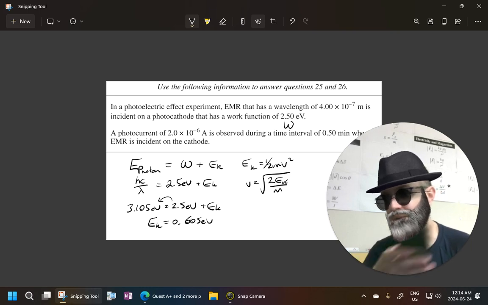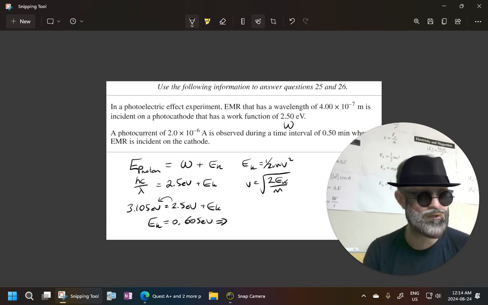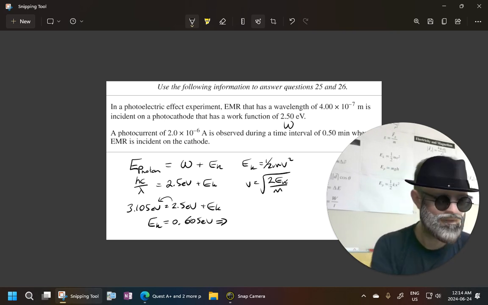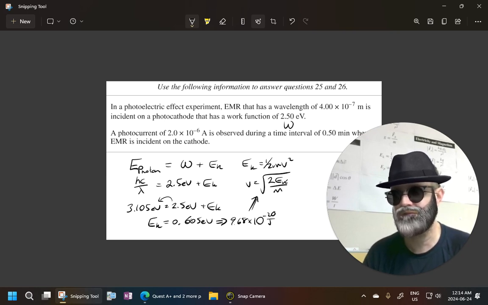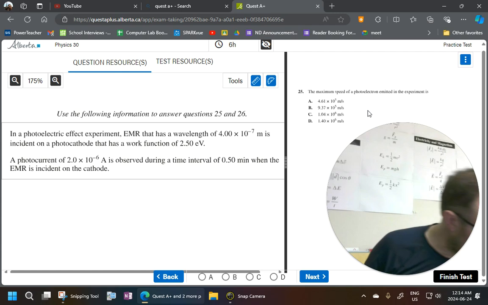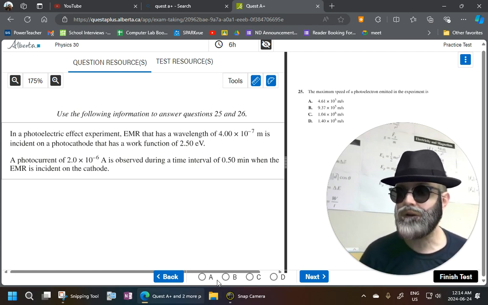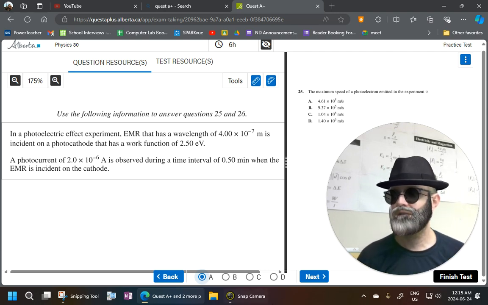I get an EK of 0.605 electron volts. I'm going to quickly change that to joules now, because remember, in the EK formula, I can only use joules. So this is going to be 9.68 times 10 to the negative 20 joules. Then I can use that in this formula: times by 2, divided by the mass of an electron, which is pretty small. Make sure to take the square root. Okay, so I get an answer of 460,992. So it's got to be A.